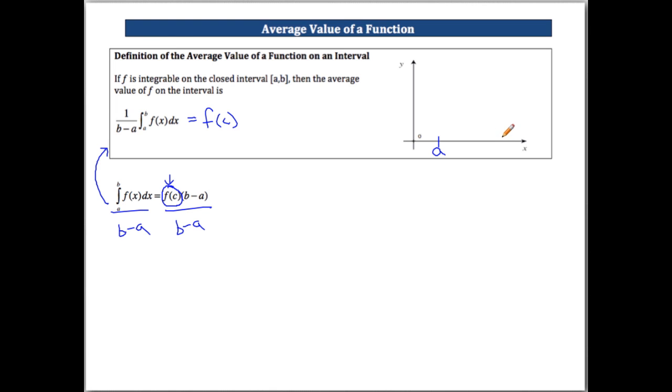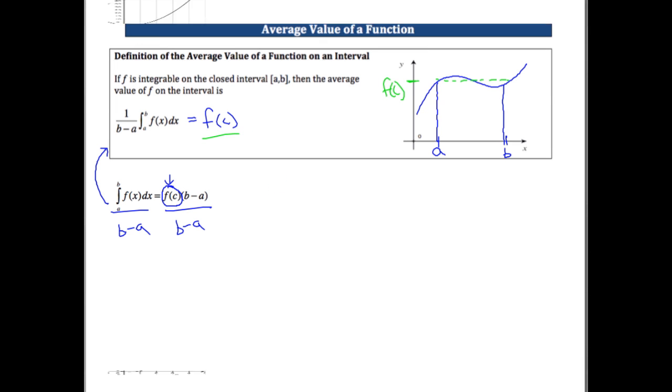So if we have our interval from a to b of whatever function it is, then this equation right here is going to give us our average value right here at f of c. So the drawing looks very similar, except in this case we're using that theorem to find our average value.